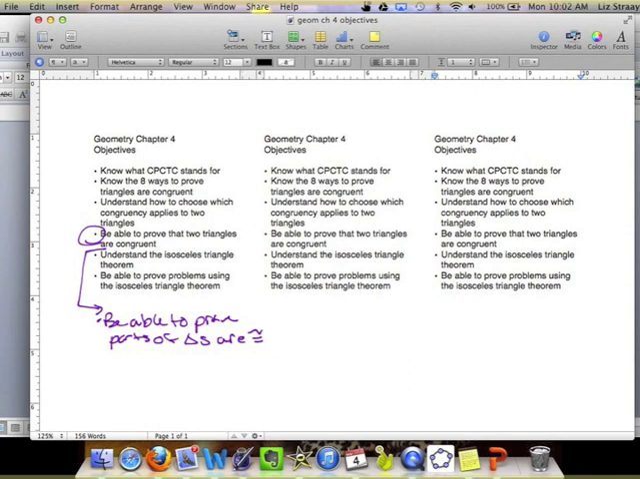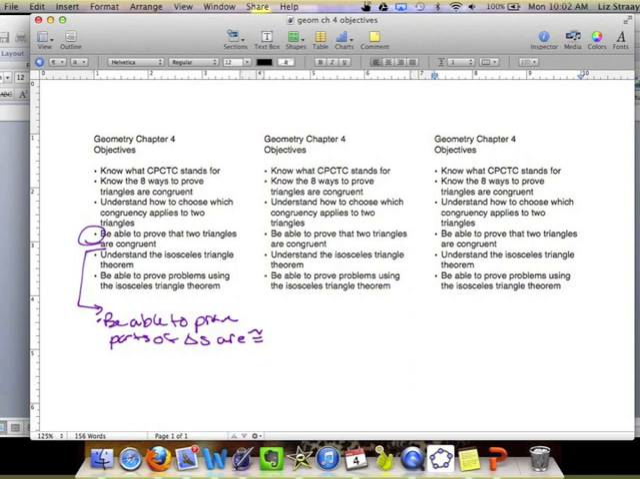Then understand the isosceles triangle theorem. So we learned that in our last lesson. The isosceles triangle theorem said that if 2 angles in a triangle are the same, then 2 sides are the same. Or if 2 sides are the same, then the 2 angles are the same. Okay? So the isosceles triangle theorem goes both ways. You should understand what that theorem is saying so that you can be able to prove problems using the isosceles triangle theorem like you did in the last homework assignment, the one that we just checked today.